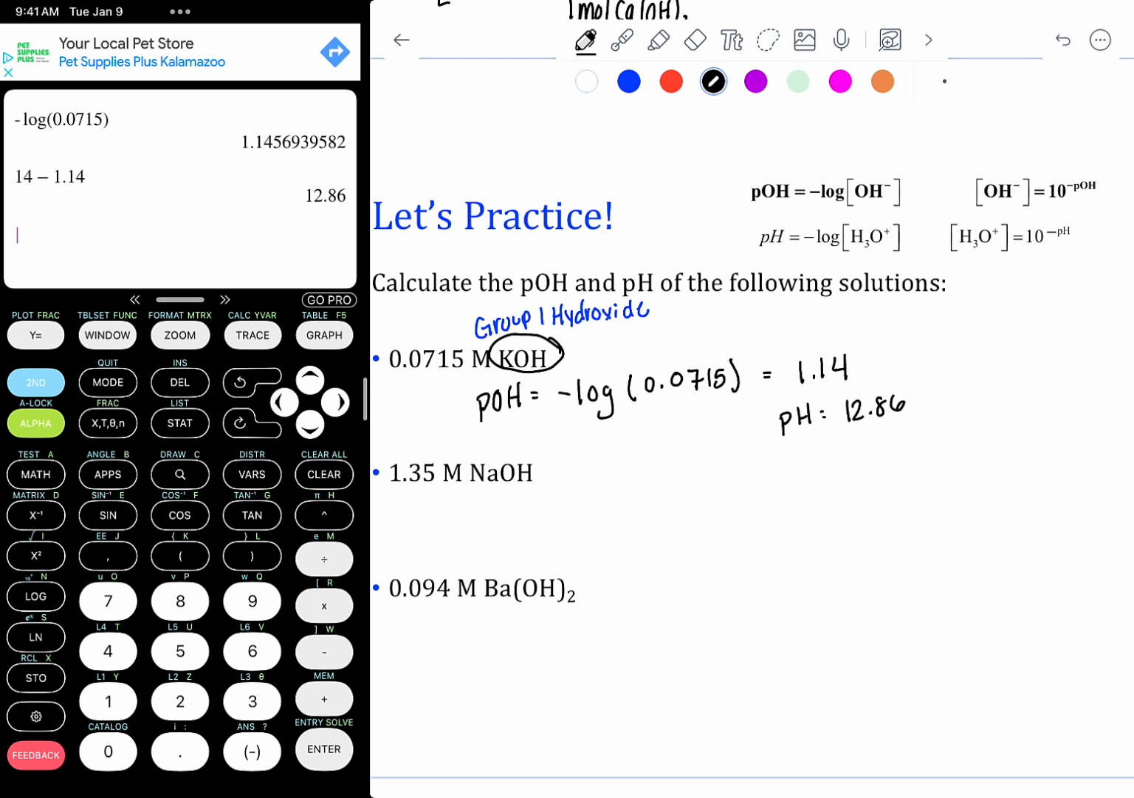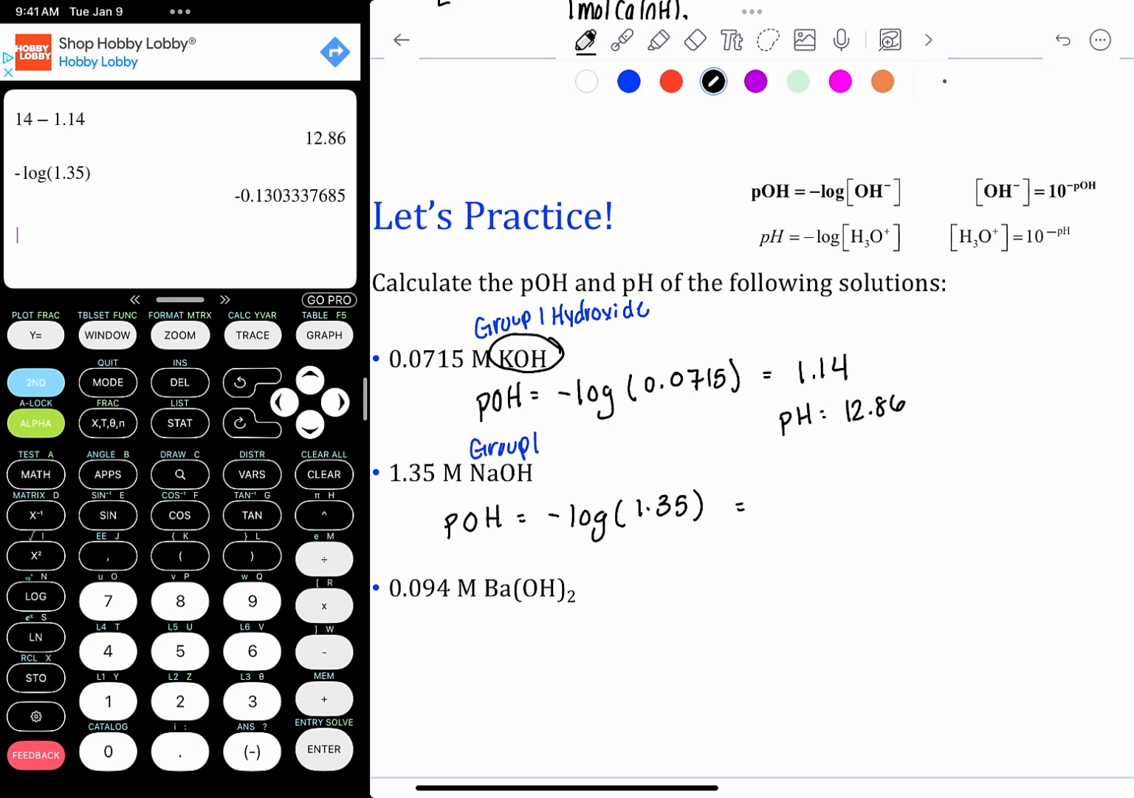NaOH is another group 1 hydroxide, so we can use it as is. So we'll do the same thing. pOH is equal to the negative log of that concentration, 1.35, and we get a pOH of negative 0.130.